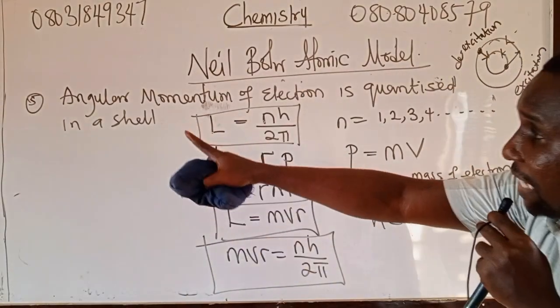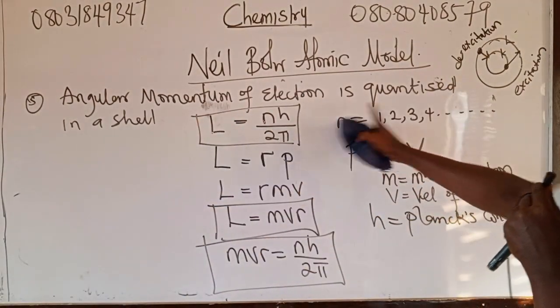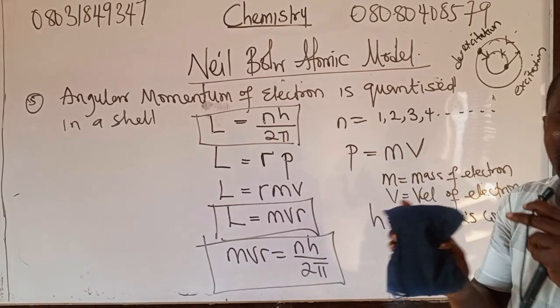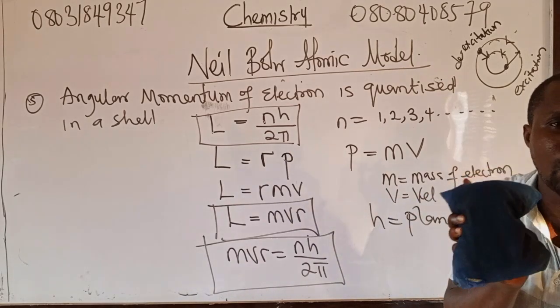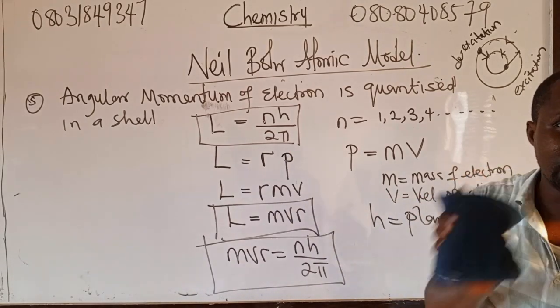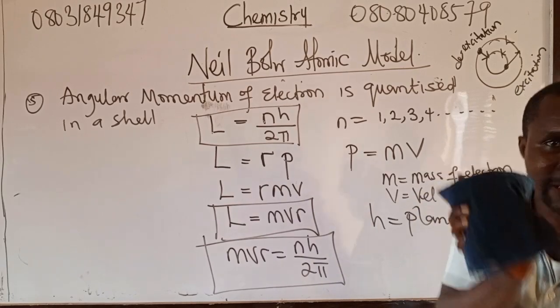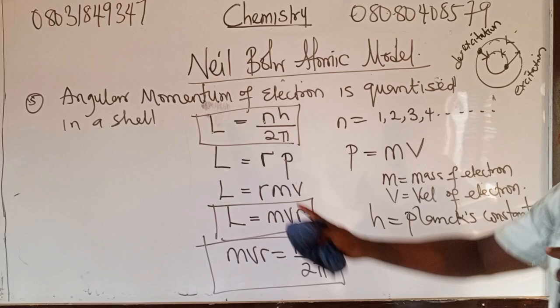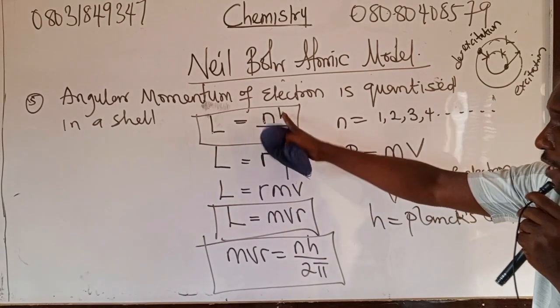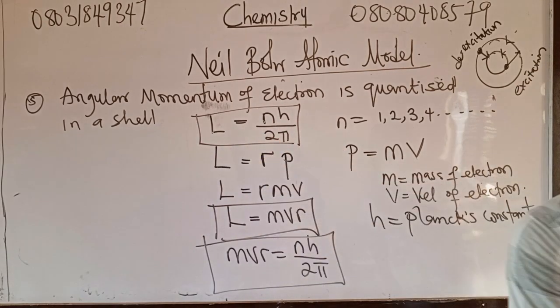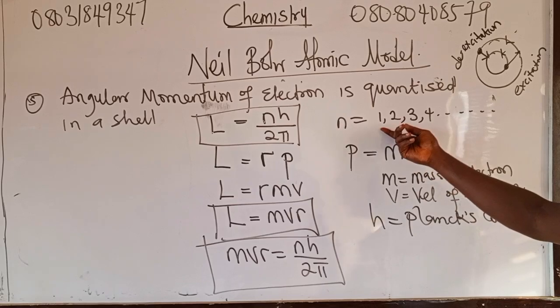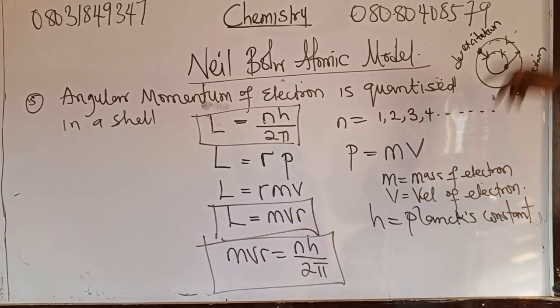It says angular momentum of an electron is quantized. That means it is in a fixed quantity, in a discrete packet. And we have angular momentum equal to nh over 2 pi. What is n? n is the number of the shell. It could be 1, 2, 3, 4, and so on.